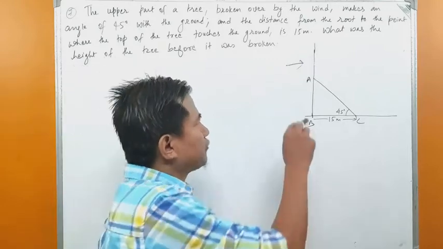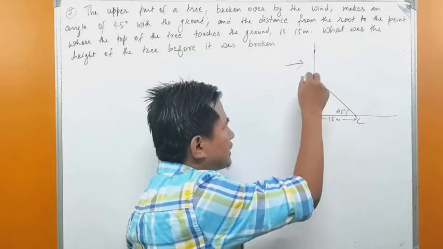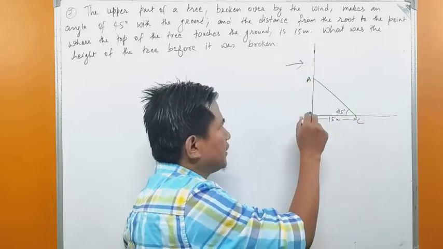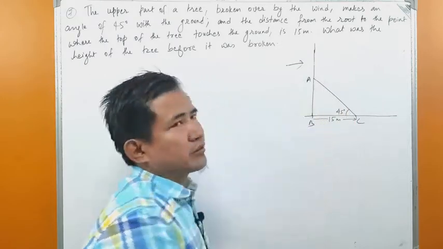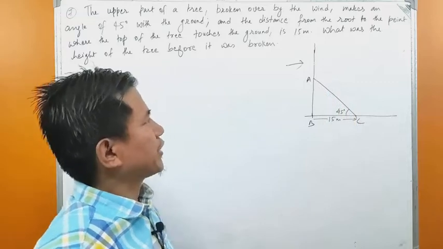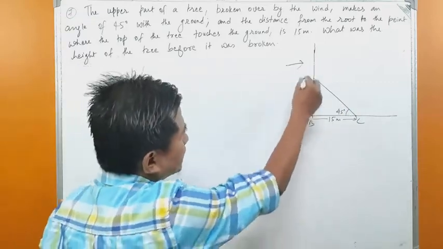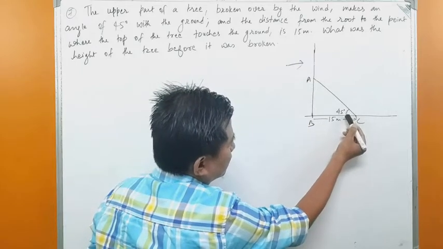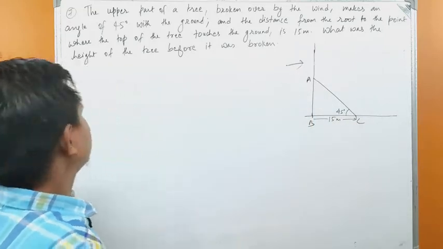So we are asked to find AB plus AC, because AB is the lower part of the tree and AC is the upper part of the tree. AC plus AB gives us the total height of the tree, isn't it? Now in triangle ABC we are provided with the base and the angle, so we can find this by applying tan theta, isn't it? So let us do this.